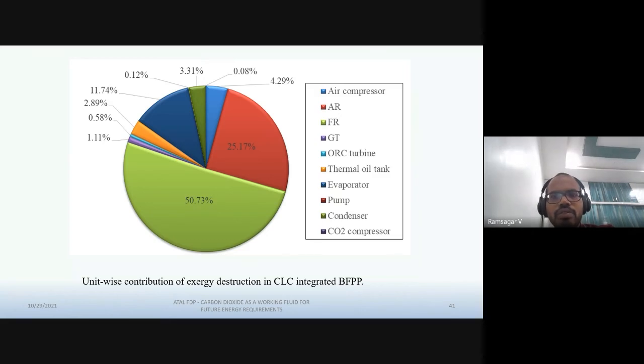So these are the unit-wise exergy destruction profiles. Here also, the fuel reactor has high exergy destruction, followed by the air reactor, and you can check the air compressor. So you can concentrate on these units where we have maximum exergy destruction. These units can be improved in performance so that you will get better efficiencies.